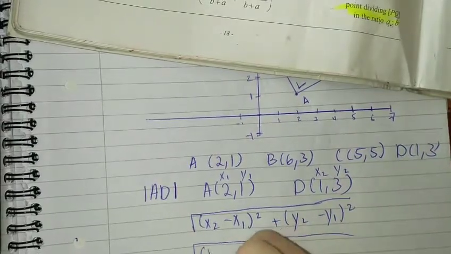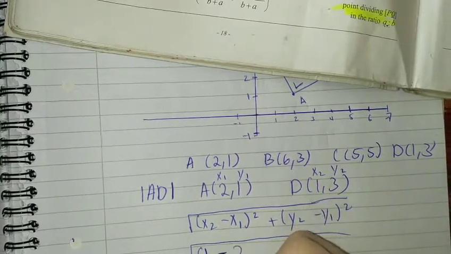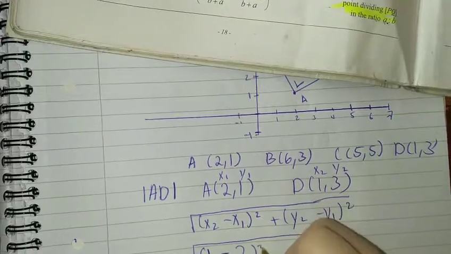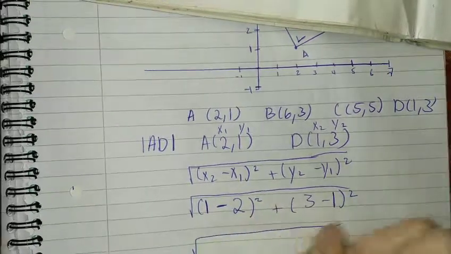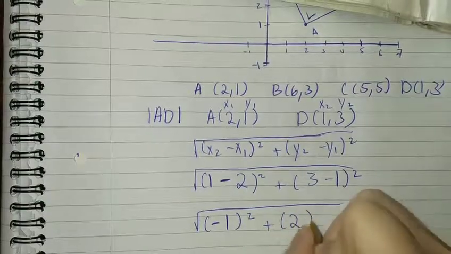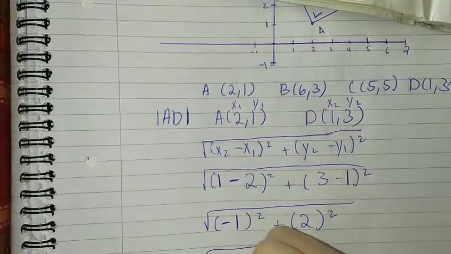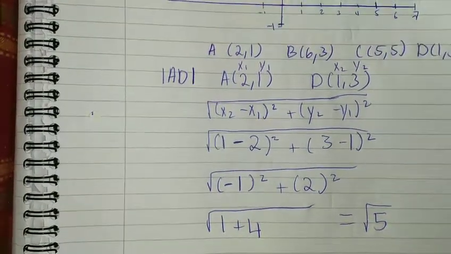So A I can call x1, y1, D is x2, y2. So we have x2, which is 1, minus x1, which is 2, squared, plus y2, which is 3, minus y1, which is 1, squared. So that's going to be minus 1 squared, and then plus 2 squared. So that's going to give us 1 plus 4, which gives us the square root of 5. And that's what we were asked to show. We were asked to show that it was the square root of 5.